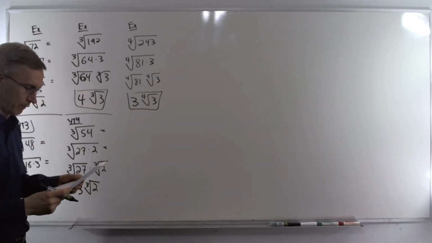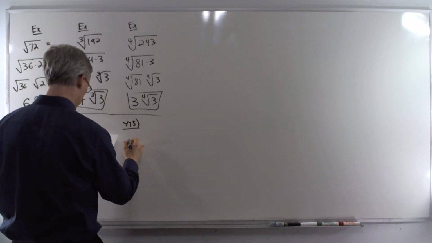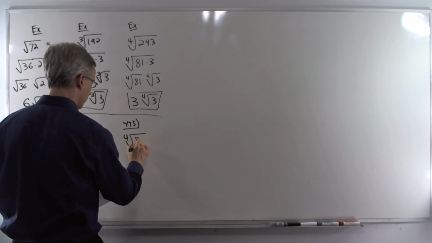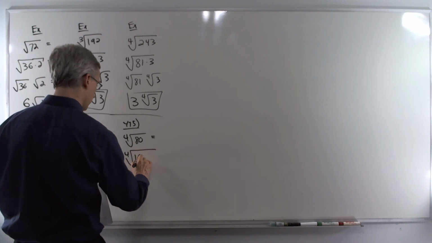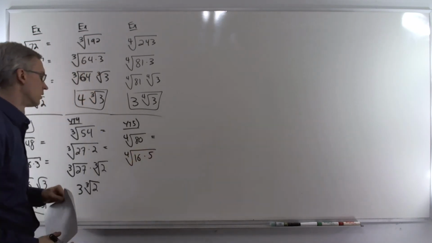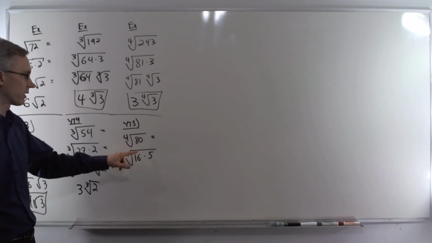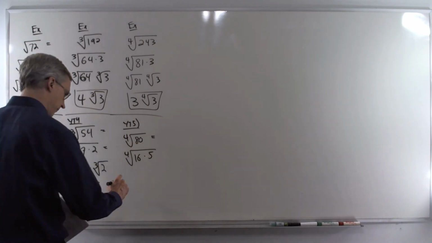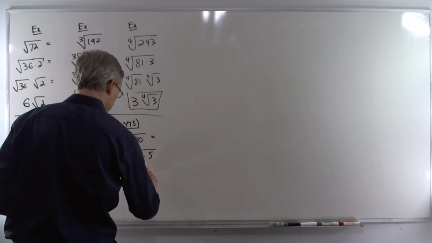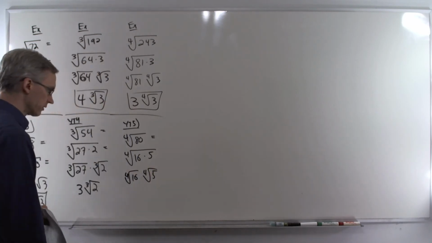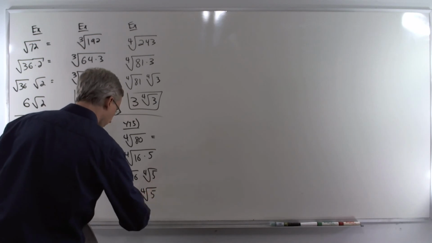Your turn, number 5. So in this case, we want a perfect quad, and that is 16. 80 breaks up into 16 times 5. Now use the product rule to break it up into 2 separate radicals. Evaluate, this one is 2, so we get 2 times the 4th root of 5.